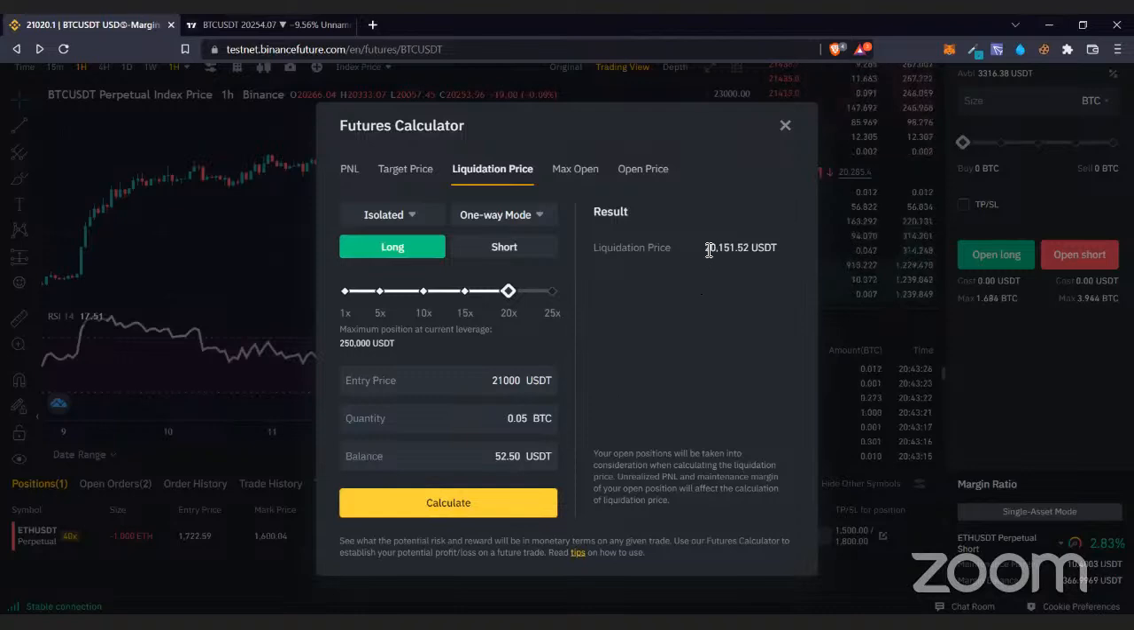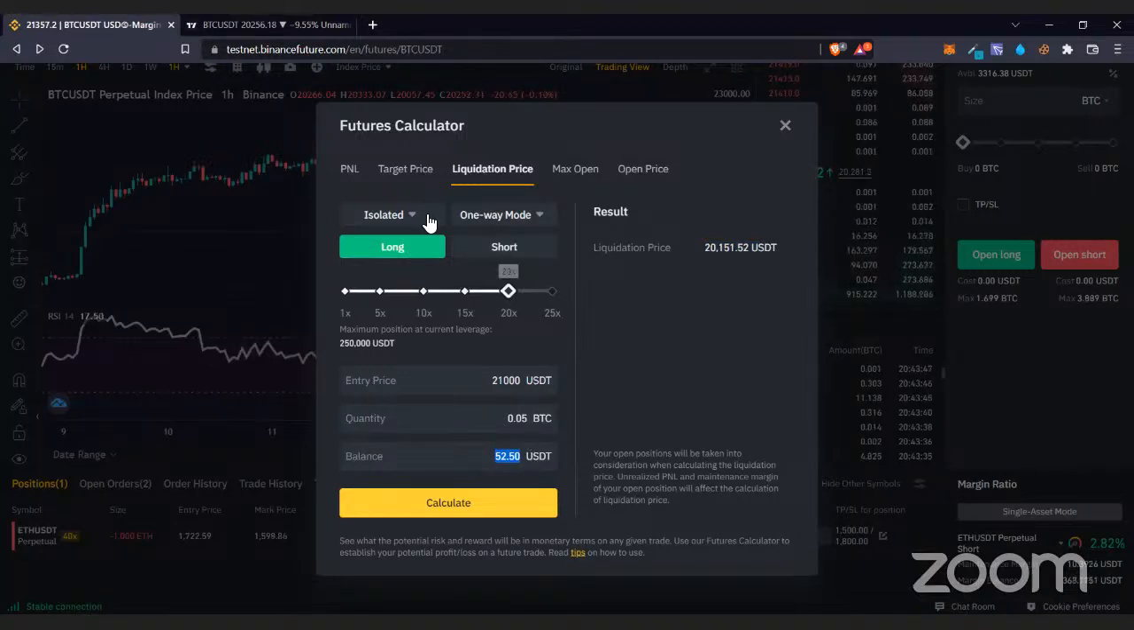liquidated when the price gets to what? 20,000. Remember, you entered at 21, but if the price goes against you and it gets to 20,100, you will get liquidated. This liquidation means that you will lose the whole of this 52.50. That is what it means.